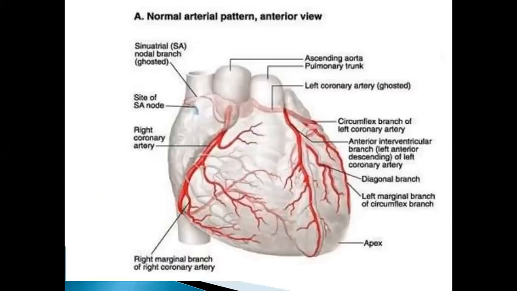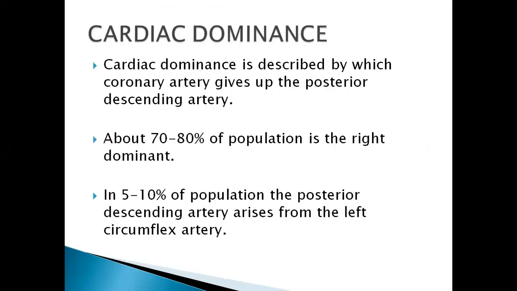Now the cardiac dominance. Cardiac dominance is described by which coronary artery gives up the posterior descending artery. This is the right dominant heart and this is the left dominant heart.